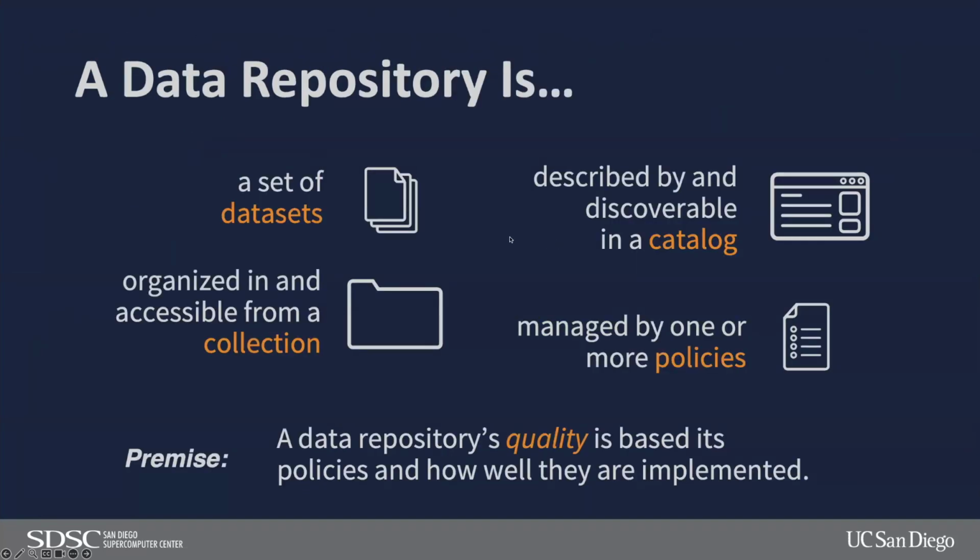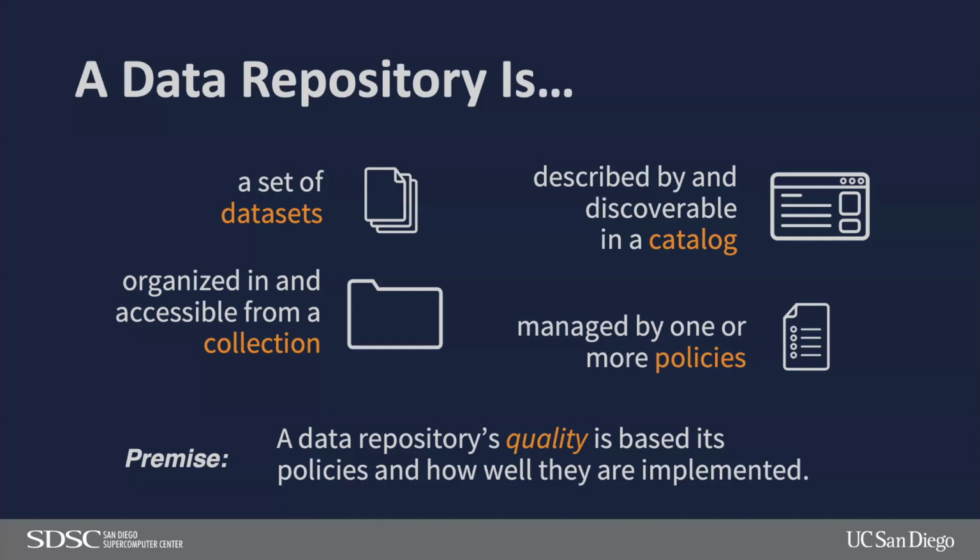So to come up with how we rethink this, it's like, all right, how do we define what a data repository is? What are the fundamental components that we need to build on? And so the operational definition that we use is that a data repository is a set of data sets which are organized and accessible from a collection. That's what holds the files. And that these must be described and discoverable in a catalog. And that all of this is managed by one or more policies. So like who can access it, how long you keep it and stuff.